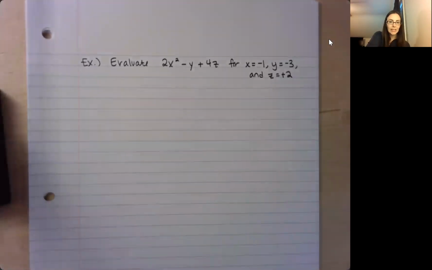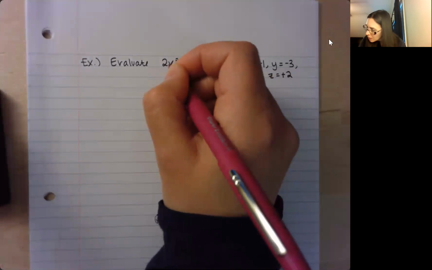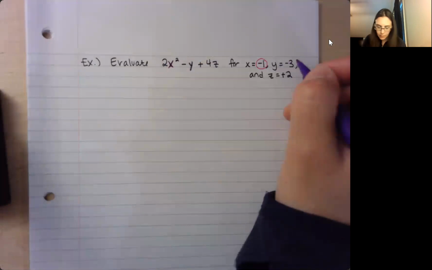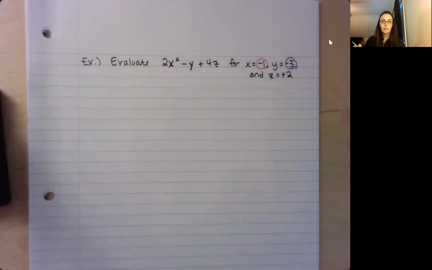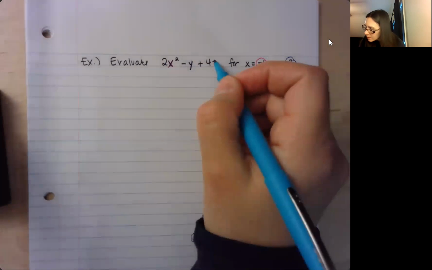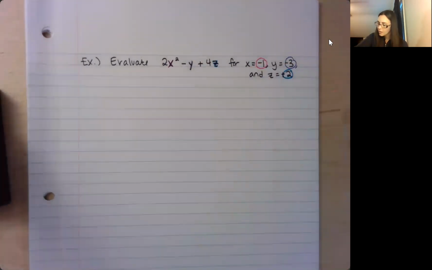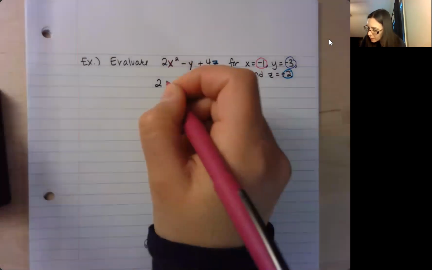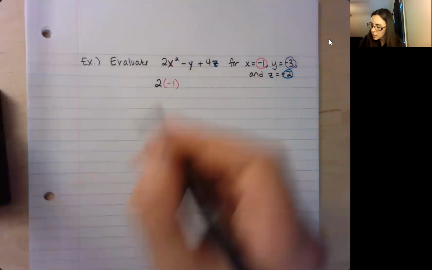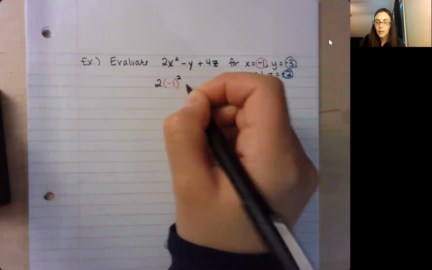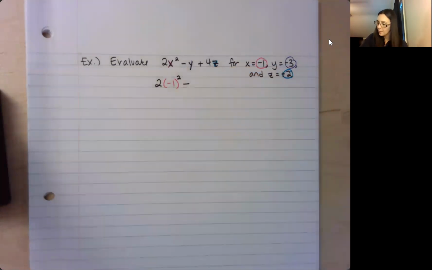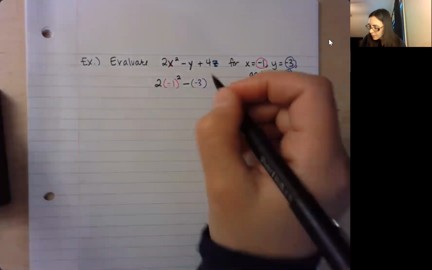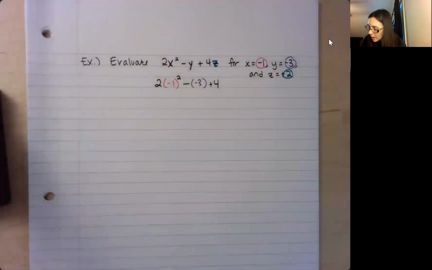So remember, I'm just going to replace all of those variables with my values. So I have 2, and then I'm going to use a parenthesis when I evaluate. So I'm going to plug in that -1, and that x is being squared. So the -1, the whole thing is being squared. Don't forget your minus sign. And then my y value is -3. And my z value here is +2.